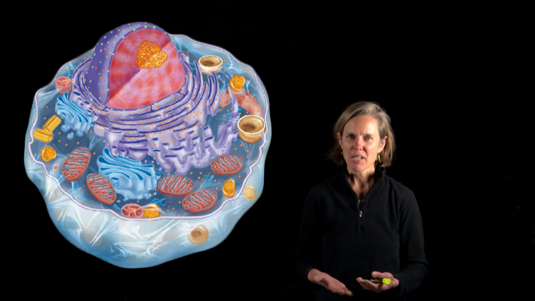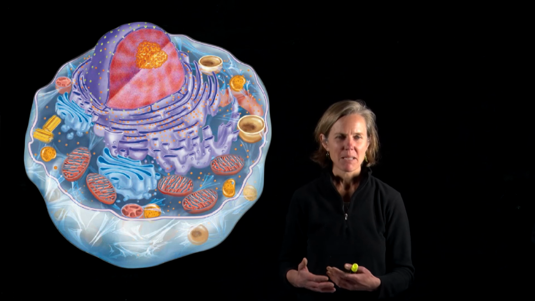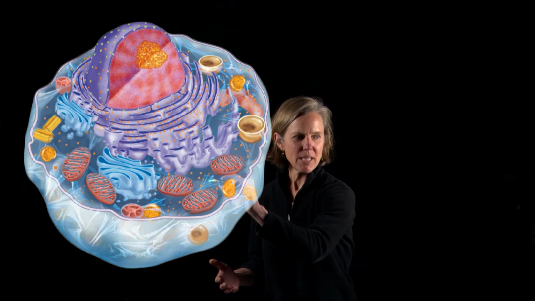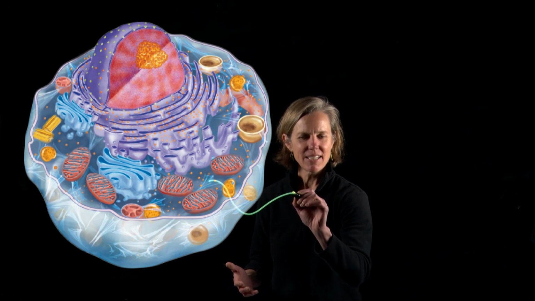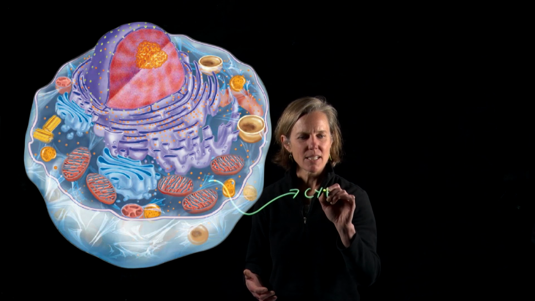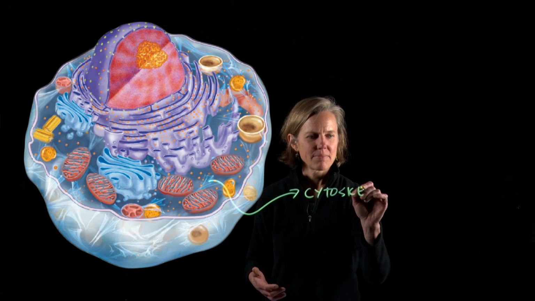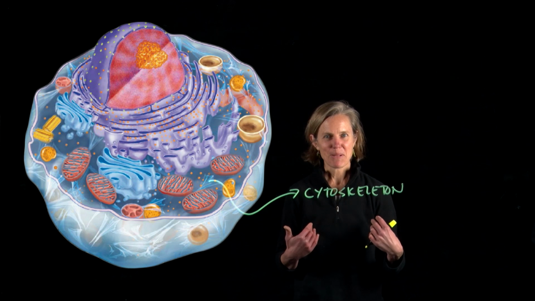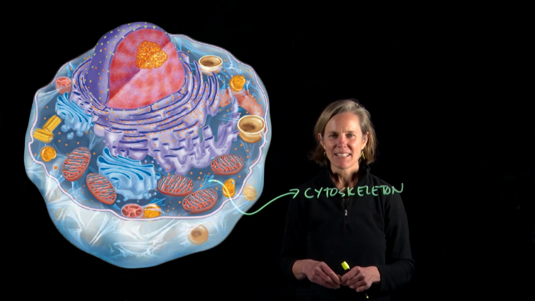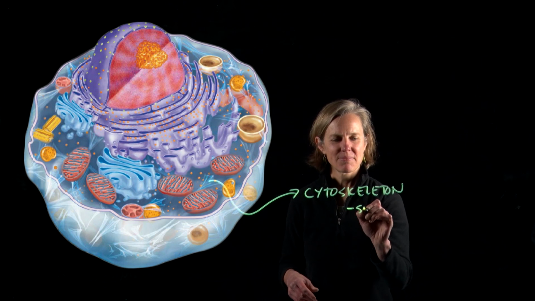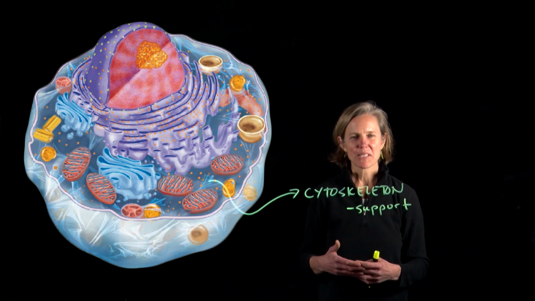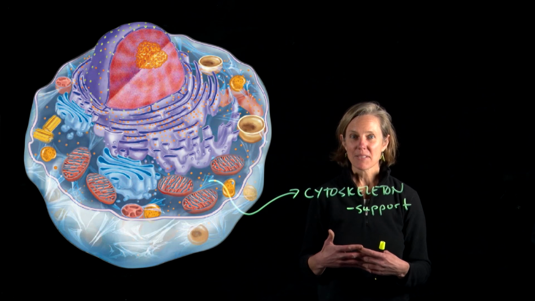Now let's look at some structures in the cell. These aren't organelles because they're not enclosed in a plasma membrane, but rather are composed of proteins. So the first are these blue lines shown here, representing the cytoskeleton. Just like our own bony skeleton, the cytoskeleton of a cell provides support. But another really cool function of the cytoskeleton is that it drives cell movement.